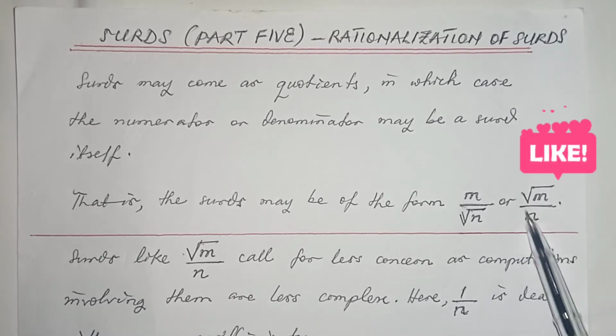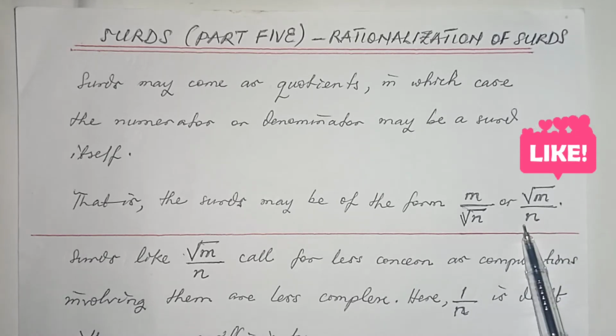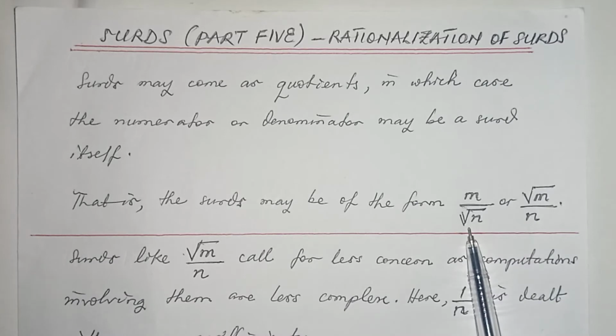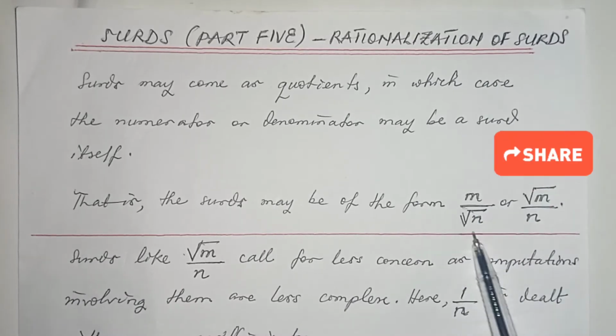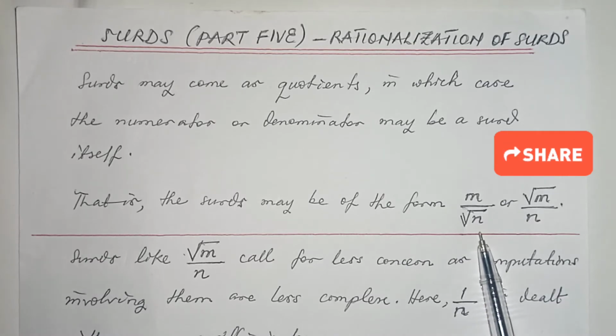Now the second form here is not of much concern because it needs no rationalization. Why? The denominator of this surd, which is expressed in quotient form, happens to be a rational number. But in this case, the denominator is a surd. Do you see it? So the denominator is a surd. It is the root of n. So surds in quotient forms like this need to be rationalized simply because their denominators are surds.